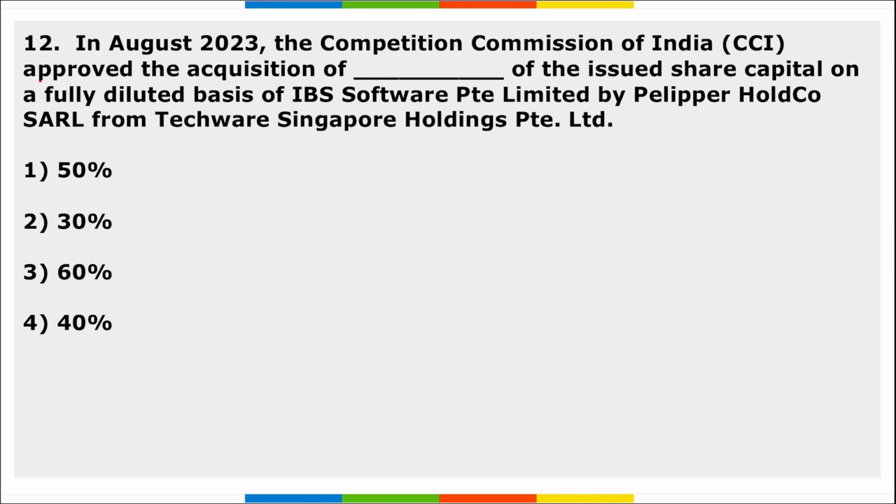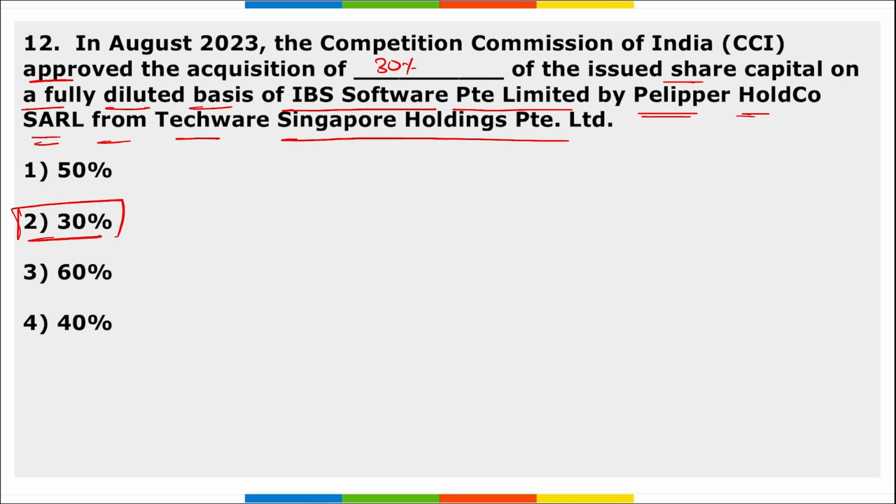Next, CCI approved the acquisition of 30% of the issued share capital on a fully diluted basis of IBS Software Pte Limited by Pelipper Holdco SARL from Techware Singapore Holdings Private Limited. So they acquired 30% of the issued share capital.